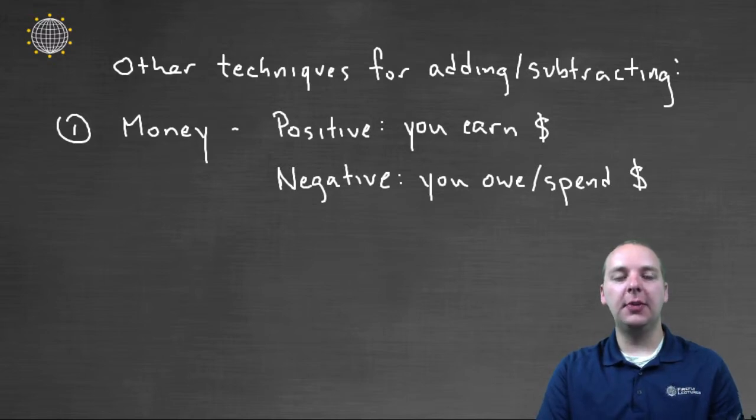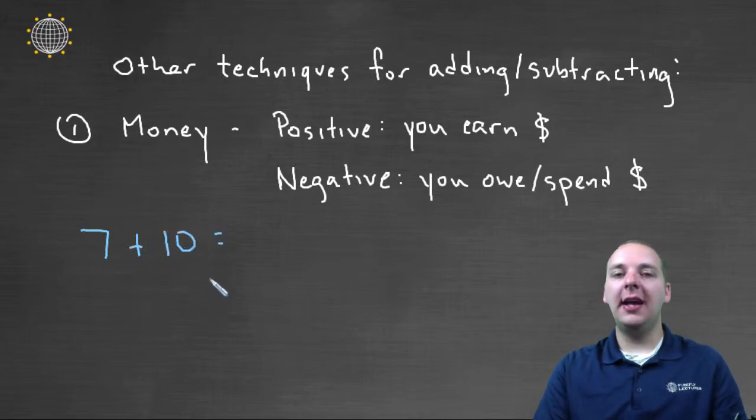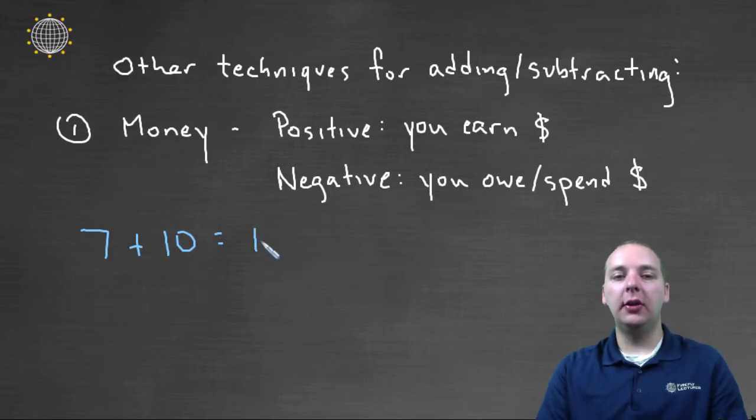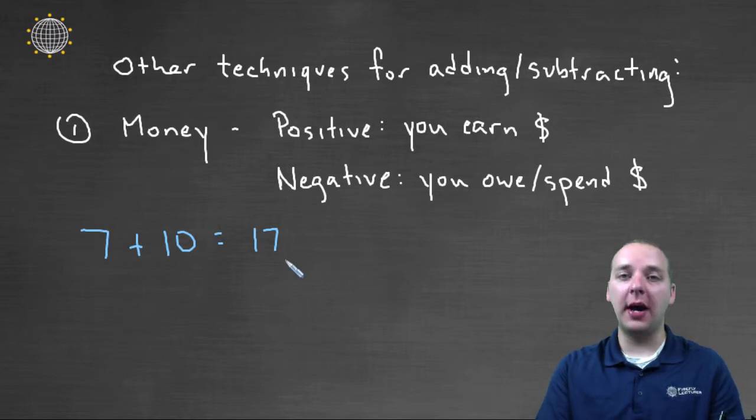Let's work through a couple examples. Let's say we had 7 plus 10. Well, very naturally, if you earn $7 from one job and you earn $10 from another job, then you would have a total of $17 in your pocket.